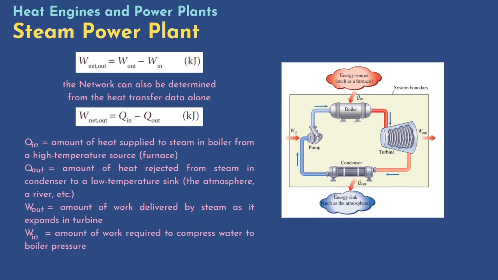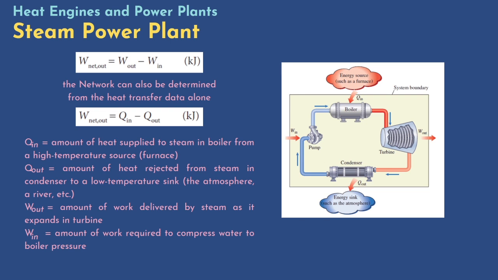Steam power plant. The formula is shown where W net out is equal to W out minus W in. The net work can also be determined from the heat transfer data alone, where W net out is equal to Q in minus Q out.